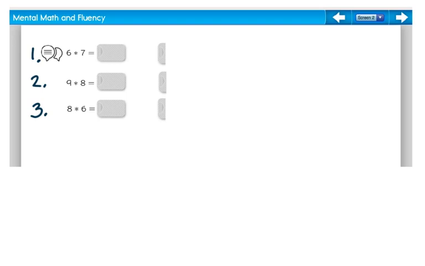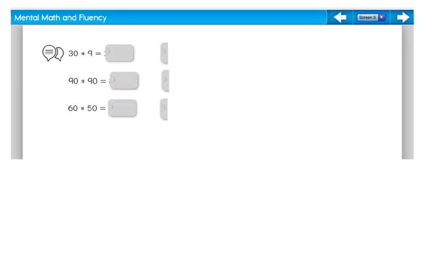If you haven't mastered your multiplication facts and you're still working on them, remember you have a multiplication chart up through 12s in your Everyday Math Game Mats folder. Go ahead, write down the answers, pause the video. 6 times 7 is 42, 9 times 8 is 72, and 8 times 6 is 48. Go ahead and wipe off your whiteboard.